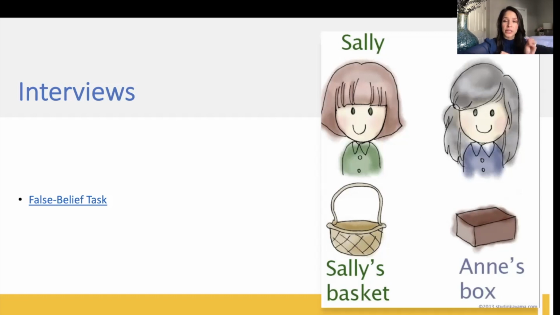3 to 4-year-olds, the young ones, will say that Sally will look in the box because that's where the marble actually is, even though Sally never witnessed it. Where 4 to 5-year-olds will say Sally will look in the basket because that's where she left it. And I'm going to provide a video for you of a similar task that shows this. It's not the Sally and Ann task, it's something else that you can look at below.